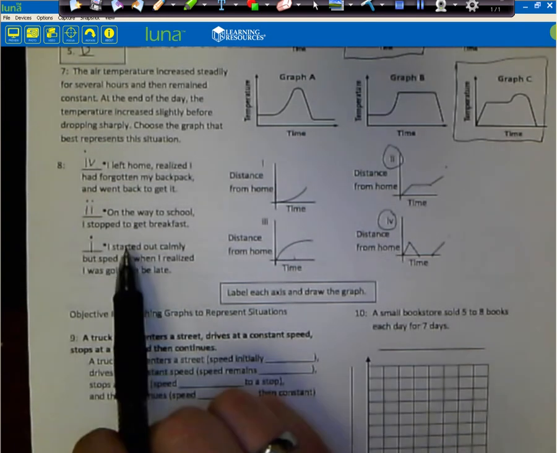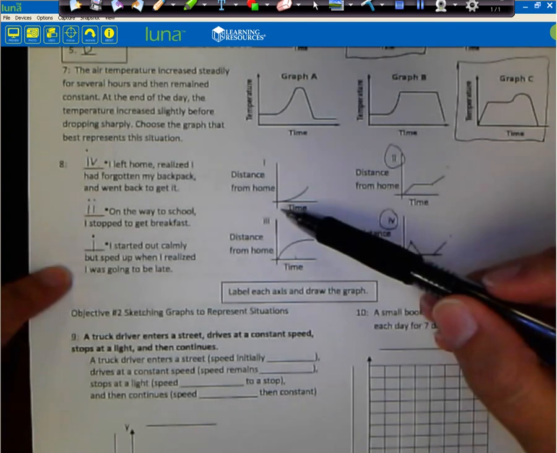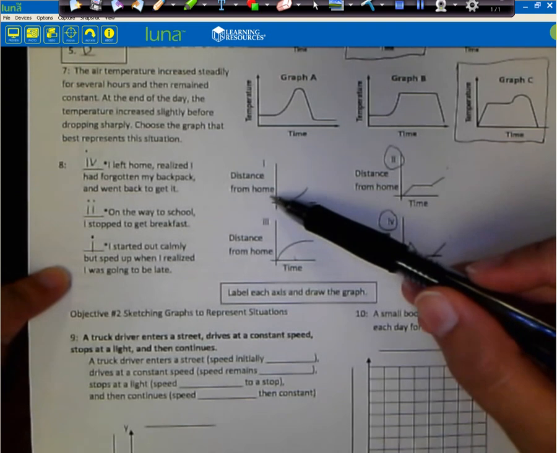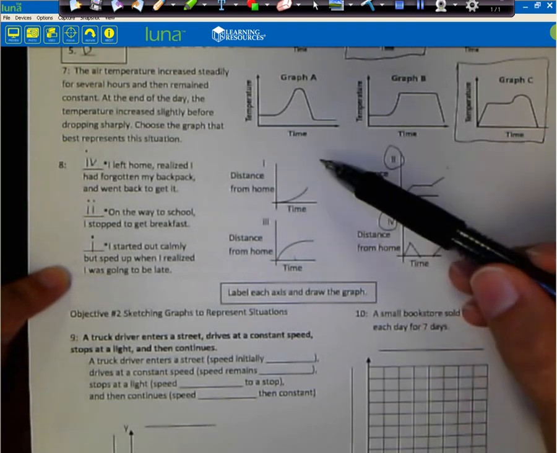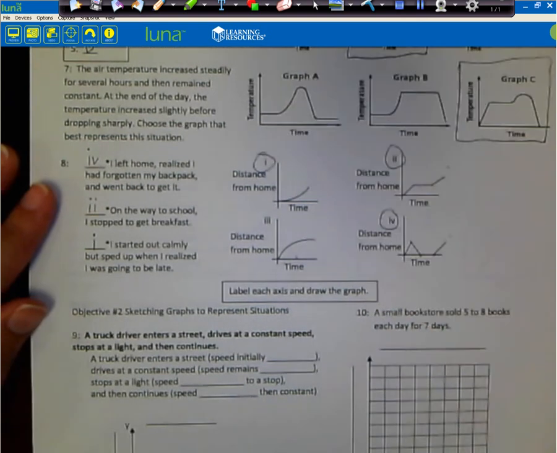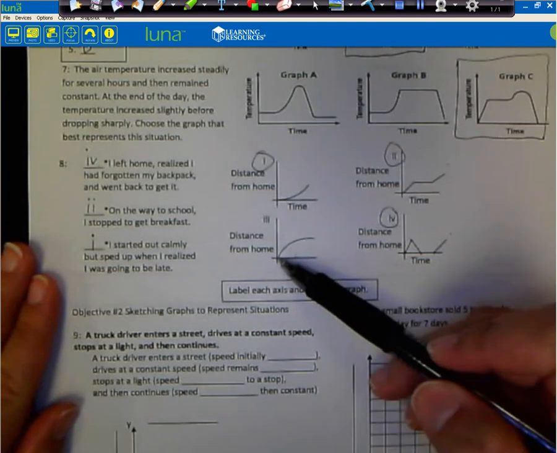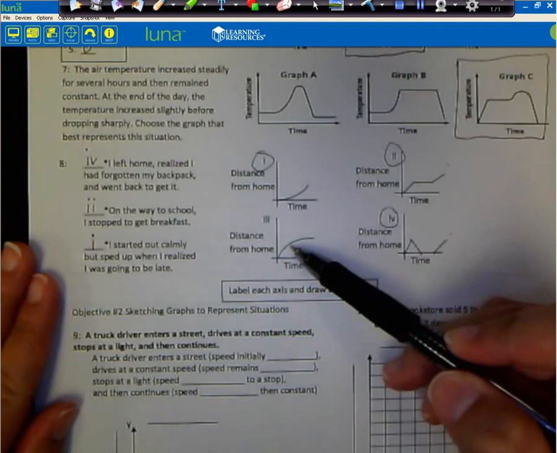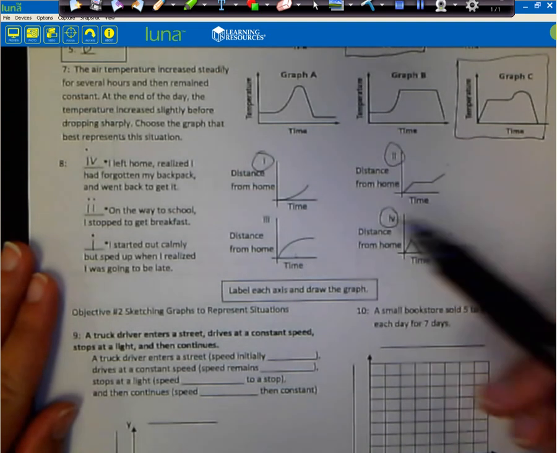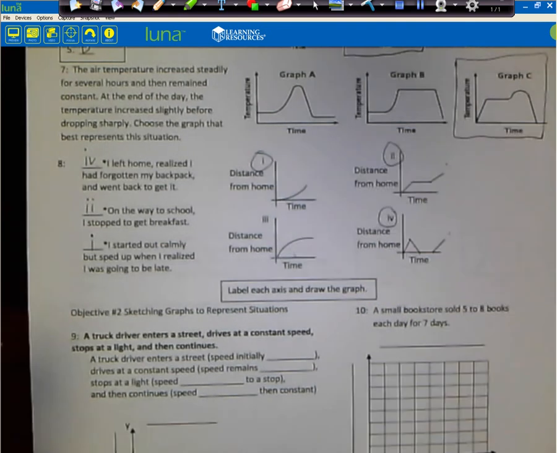So then this third one, it says, I started out calmly but sped up when I realized I was going to be late. So this one, the distance from home is going to continuously go up. But it's going to go up faster whenever they realized that they were going to be late. This one basically says that they started out going really fast and then they slowed down. So that one would not have been it. Here, they started out kind of slowly and then they sped up when they realized they were going to be late. Take a minute, make sure you have all of those correct before you move on.